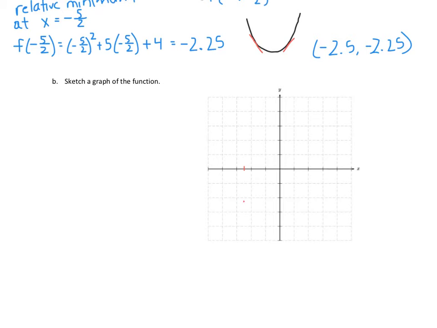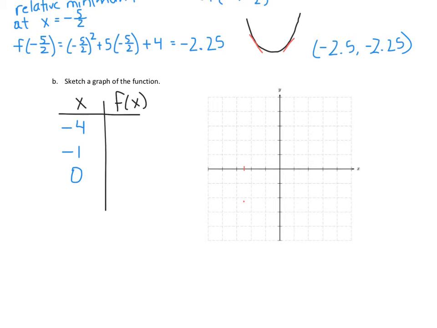So in red, I've indicated where that minimum point would be. The negative 2.5, comma negative 2.25. That is our minimum value. But to get other points on the graph, we can create a table and pick other x values and plug them into our function. You can choose whatever x values you like. I chose x values that I thought would be good choices around that minimum value. So for example, I chose negative 4, negative 1, and 0.